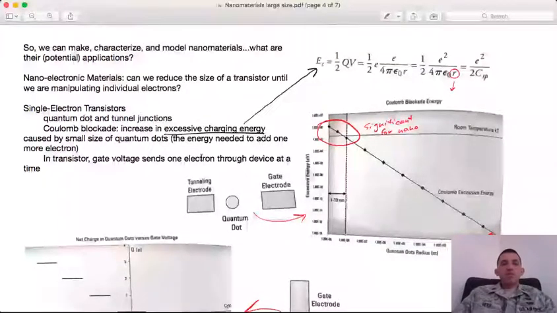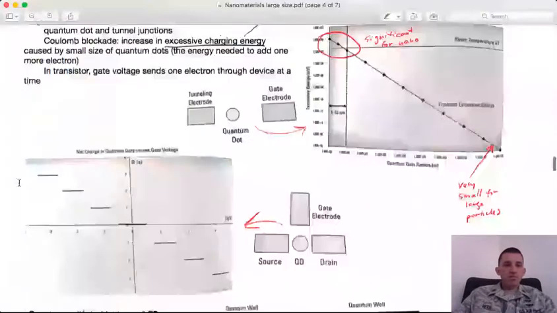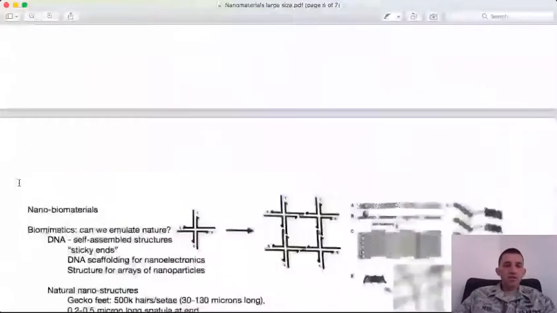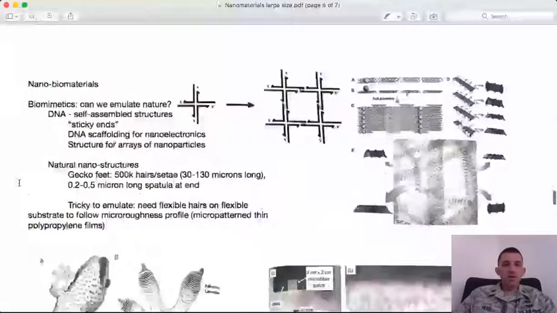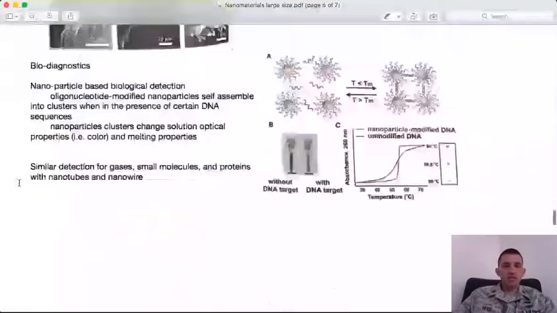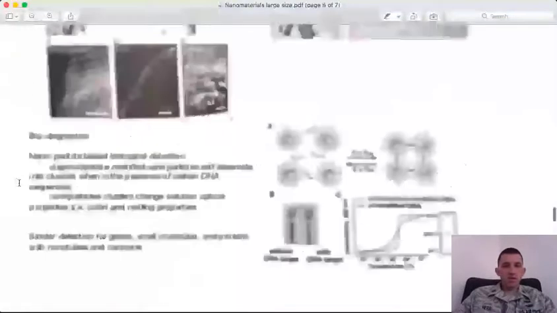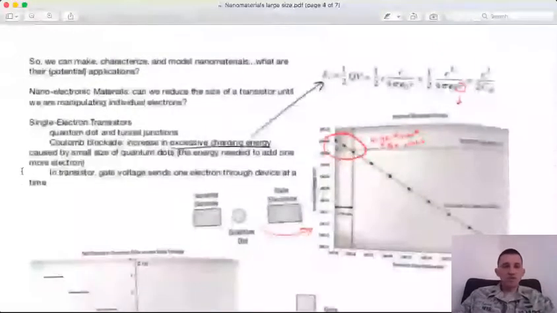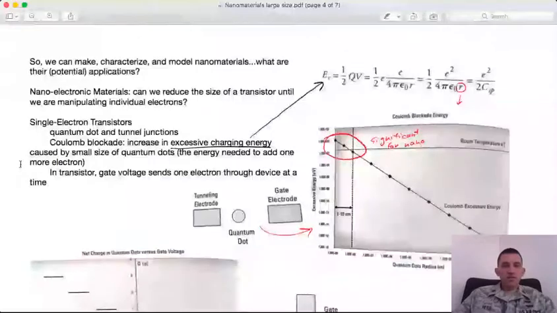We've talked about the background of nanomaterials and ways of characterizing them and how we make them. So what are some of the potential applications? Well, here I have a couple. I have essentially electronic, bio applications, and then mechanical applications. So we'll try to go through this a little bit more quickly so I can keep this in a reasonable video length.